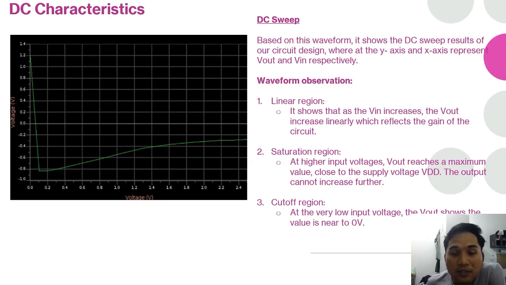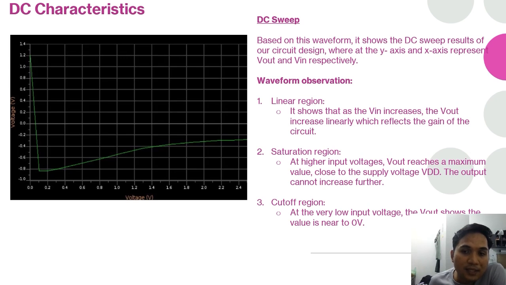We're starting on DC sweep. Based on this waveform, it shows the DC sweep results of our circuit design, where the y-axis is the output voltage and the input voltage is at the x-axis. We have made an observation on this waveform where in the linear region, it shows that as the input voltage increases, output voltage increases linearly, which reflects the gain of the circuit. This proves that the amplifier is working properly as designed.